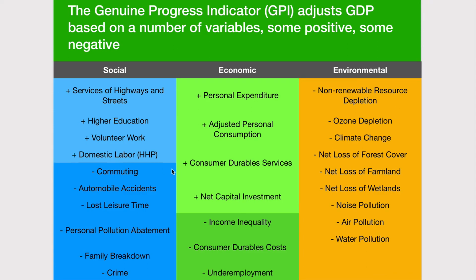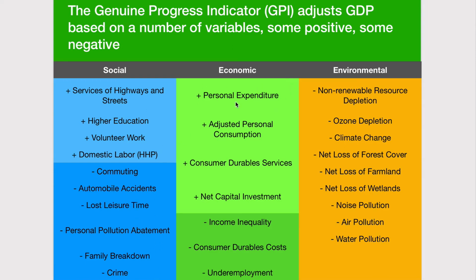Then there's some that are negative social indicators, okay? So the time spent commuting, that's a negative. Car accidents, right? That's a negative. The loss of leisure time, all right? Personal pollution abatement, right? Meaning what we do to try to reduce pollution in our own personal lives, that's a negative to us, right? That's time that we spend trying to do what we can to help the environment. Family breakdown, crime, these are all negatives, okay?